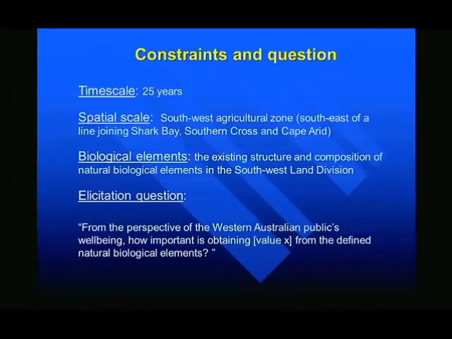So timescale 25 years, and the spatial scale, the Southwest Ag Zone, is effectively from Kalbarri to Southern Cross to just east of Esperance at Cape Barren, south and east of that line. And the question I'd like you to answer in relationship to each of the values is: from the perspective of the West Australian public's wellbeing, how important is obtaining value X from the defined natural biological elements?